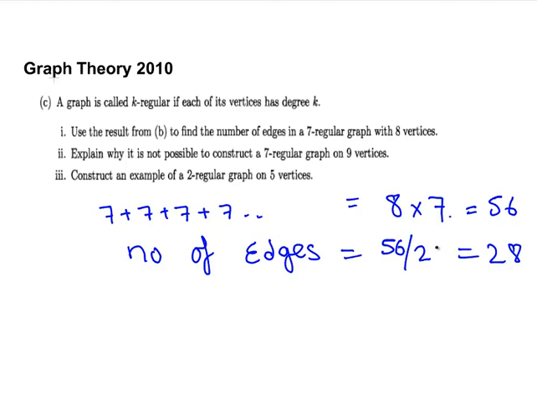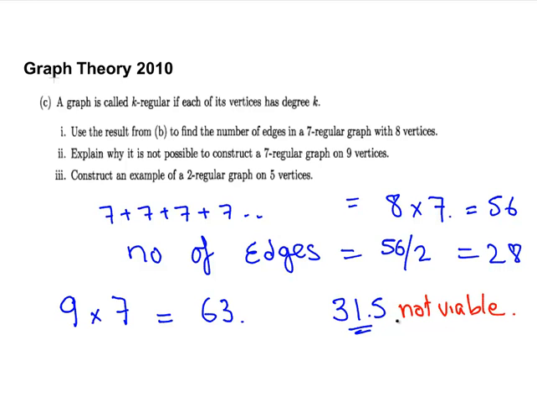Now, explain why it is not possible to construct a 7-regular graph on 9 edges. Okay, so let's just try and get the solution out first off. So the sum of the degree sequence would be 9 by 7. 9 vertices, each of degree 7. That will give you a sum of the degree sequence of 63. So the sum of the degree sequence divided by 2 is 31.5. That's not viable. You can't have that. So, not viable.